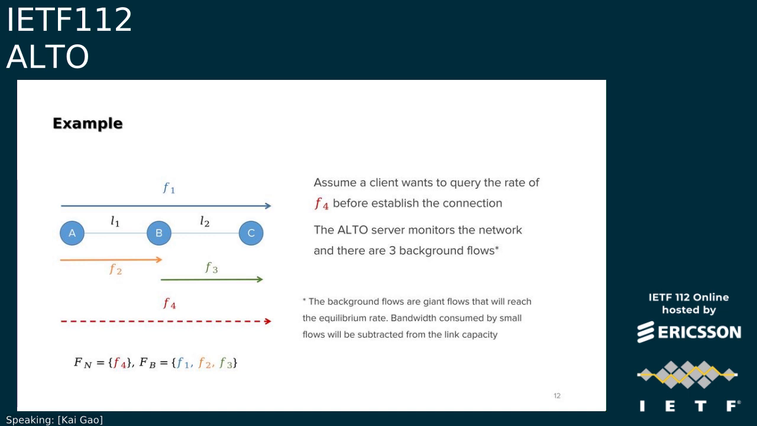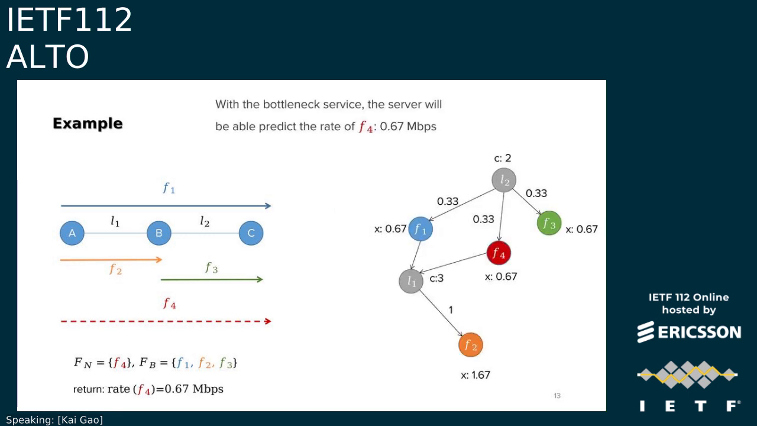And basically here is a concrete example of the throughput prediction service. So assume we have 3 background flows, F1, F2, and F3, and a client wants to query the rate for F4 before even establishing the connection. So the server needs to monitor the background flows, and then, so next slide. The server basically can add the new flow to the network and then analyze its bottleneck structure. And with this bottleneck structure, it will be able to predict that the rate of F4 is actually 0.67, like 2/3, for example, megabit per second. So then it will be able to answer this throughput prediction query. So next slide, please.